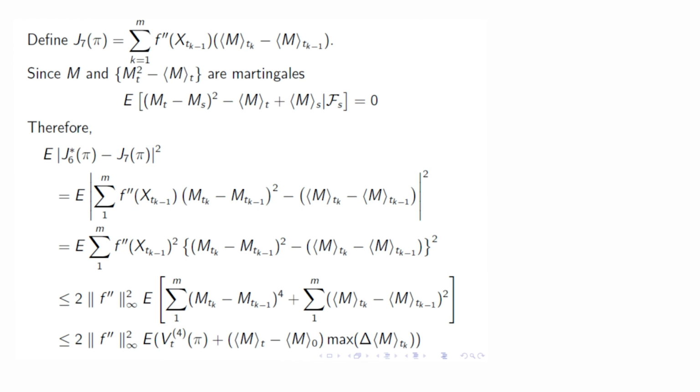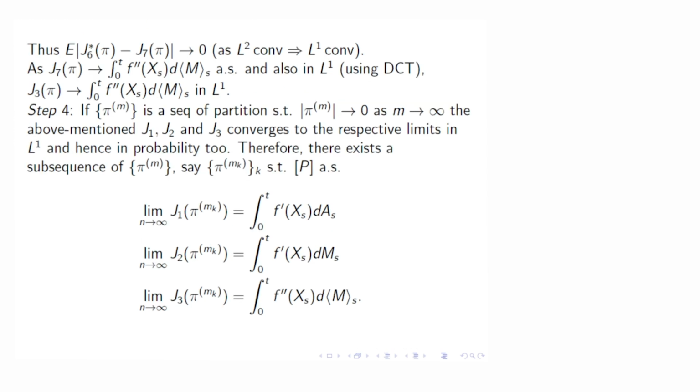Because J3 is constructed this way, the integrand is taken at t_{k-1} on the interval [t_{k-1}, t_k]. So it takes the value at the left point, and then the increment of the integrator is here. That is the reason this is nothing but Riemann-Stieltjes integration. So J3 converges to this integral in L1, and this is the integral we want in the expression of Ito's formula. So now what do we do?